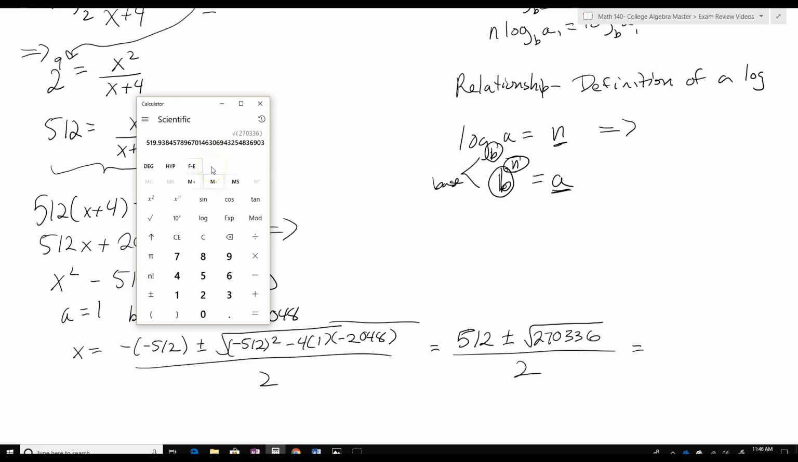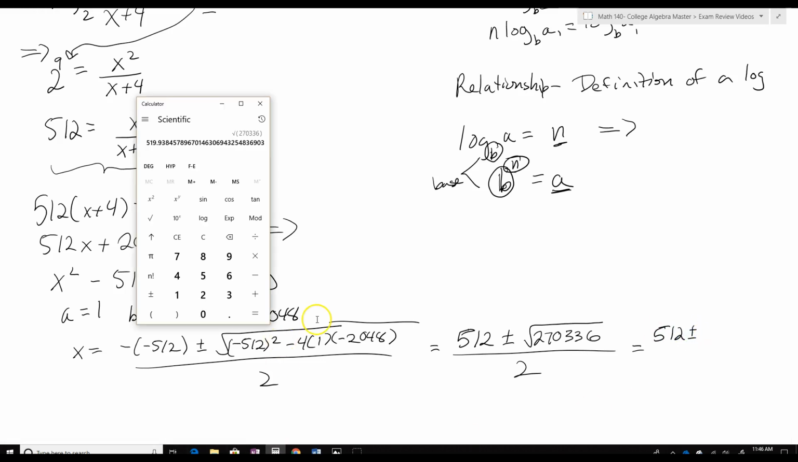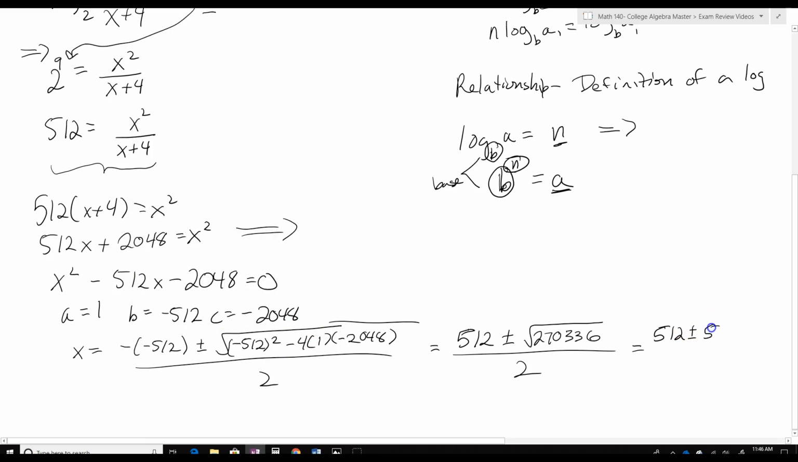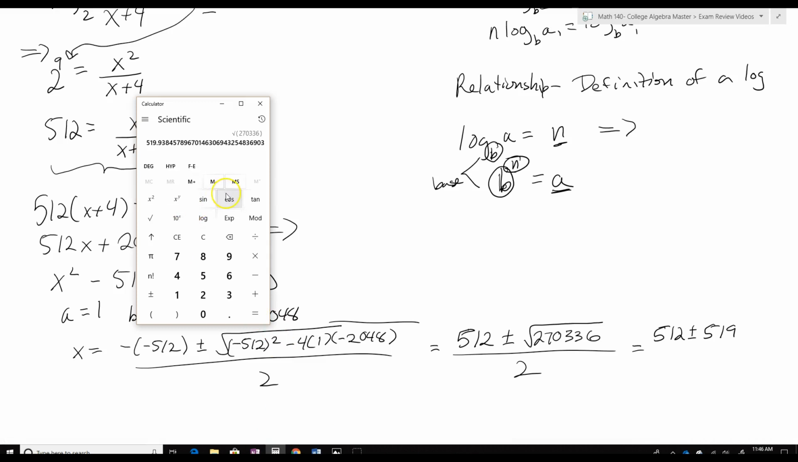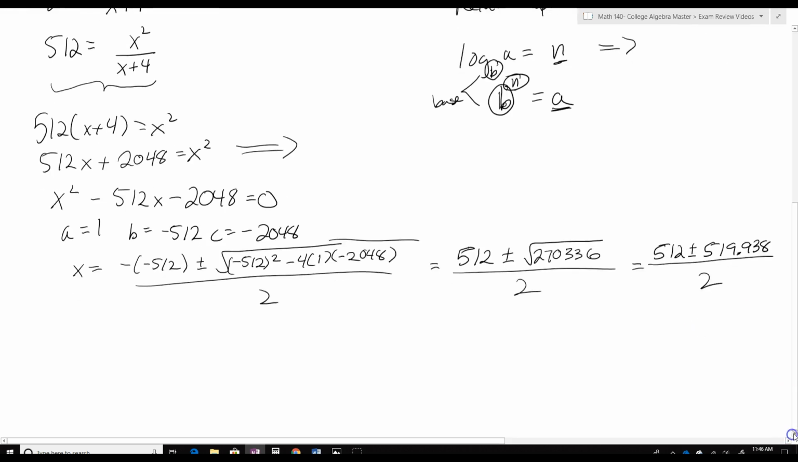All right. Well, you know, basically that's what we've got. Now, a couple of things. One is to notice, I'm going to say, okay, so this is 512 plus or minus 519.938 divided by 2.